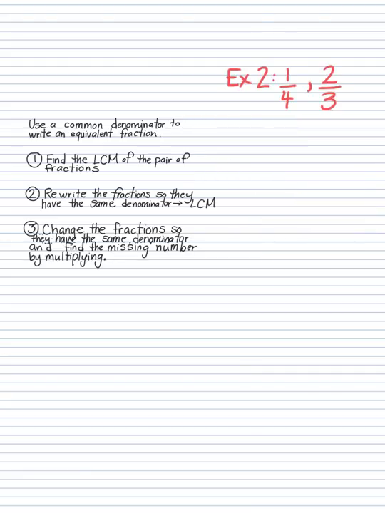Okay, now we have another example. We have 1/4 and 2/3. So we need to have each of these have the same denominator, and we're going to write an equivalent fraction for each one. So I'm going to find the LCM. I'm going to do step 1. I'm going to take my denominators and put them into a little box, and I can only divide them by 1. So my LCM is 12. So that's going to be my denominator also, my lowest common multiple, lowest common denominator.